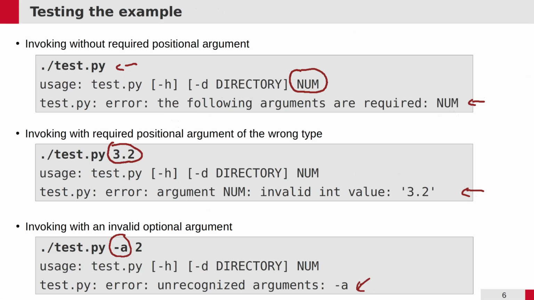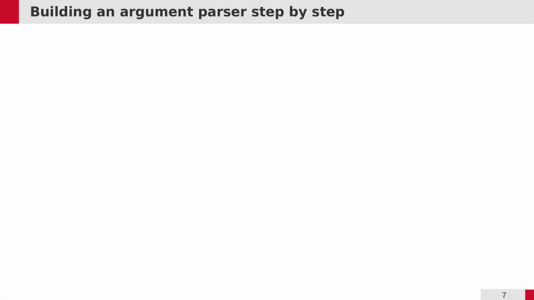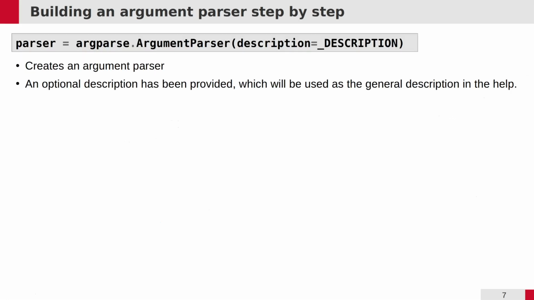So basically this helps you a lot to make your program, your command line tool, very, very robust on the command line interface itself, and only accept the arguments which it really is supposed to deal with. Now let's have a look step by step at how we just built up this argument parser. So let's go through that once more.